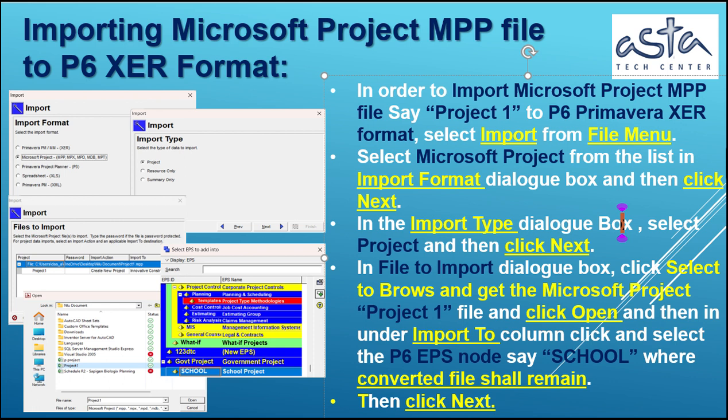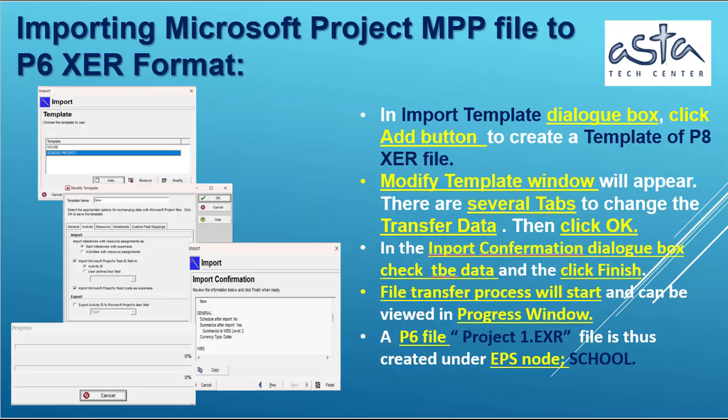Importing Microsoft Project MPP file to P6 XER format. In order to import a Microsoft Project MPP file, say, Project 1, to P6 Primavera XER format, select Import from the File menu. Select Microsoft Project from the list in the Import Format dialog box, and then click Next. In the Import Type dialog box, select Project and then click Next. In the File to Import dialog box, click Browse and get the Microsoft Project Project 1 file, and click Open, and then under Import to column, click, and select the P6 EPS node, say School Project, where the converted file will remain. Then click Next.